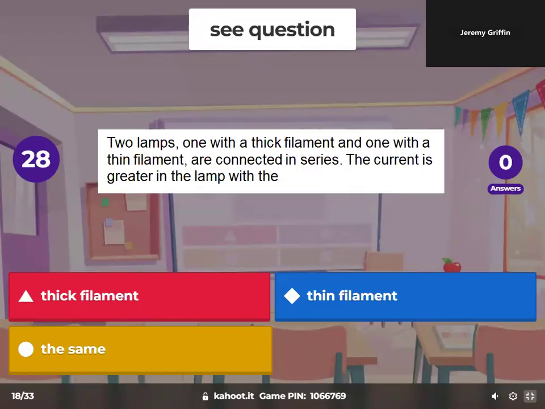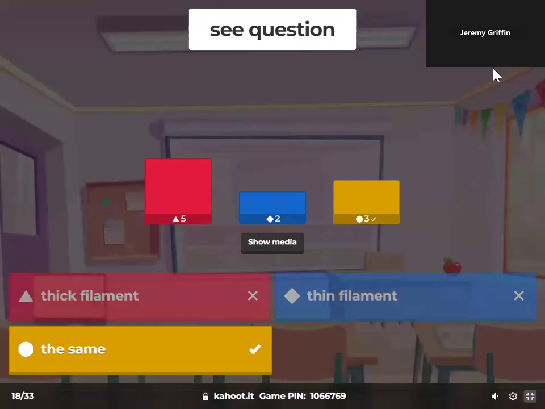Two lamps, one with a thick filament, one with a thin filament, connected in series. The current is greater in the lamp with the thin filament. Or sorry, whoops, series: same. Sorry, I was thinking parallel. So in series the current is always going to be the same.